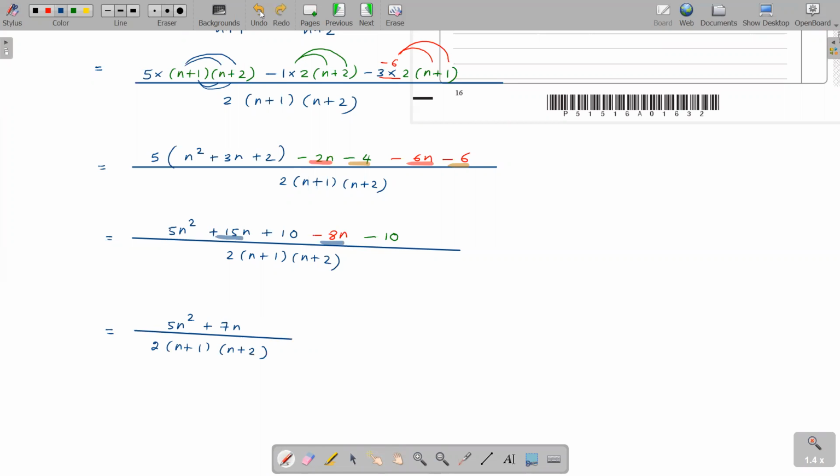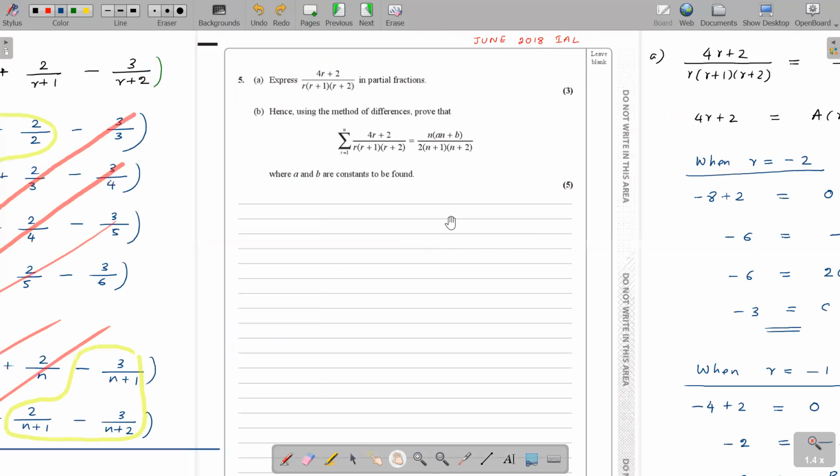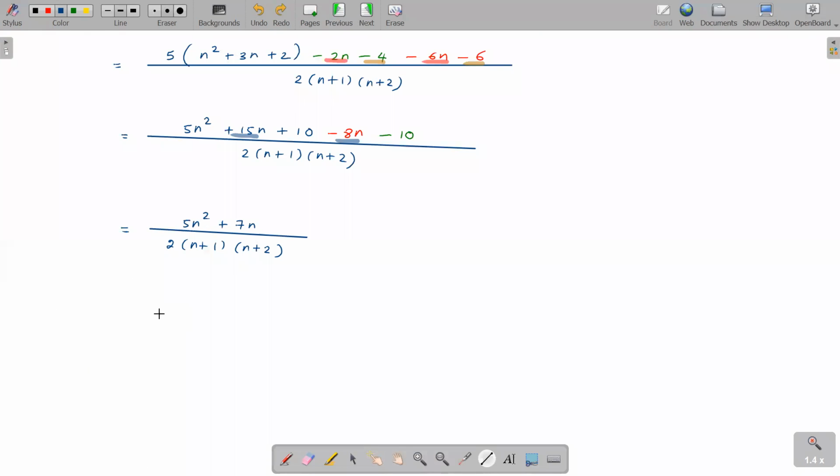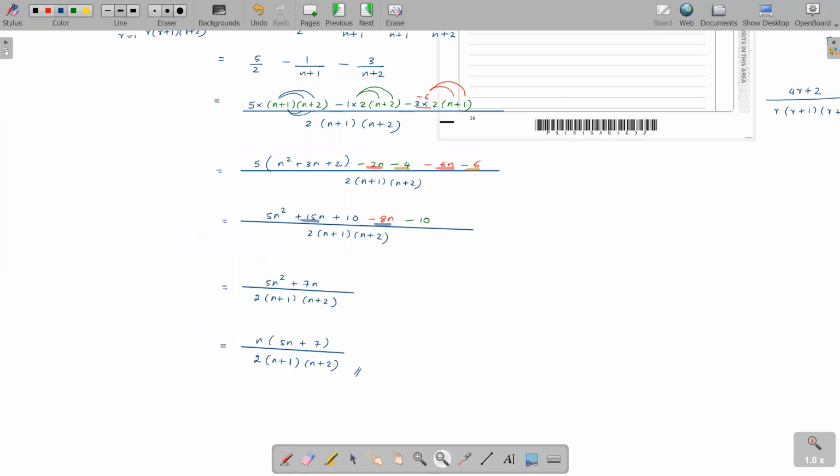So actually we are not done yet. The show that asks to take n out, right? I think the show that had n out. Yeah, there was n taken out. Can you see? So take n out and get the final part of the show that. When you take n out, it's 5n plus 7 over 2 times n plus 1 times n plus 2. This is clear? So this is the show that n times an plus b over 2n plus 1 n plus 2, and this is the show that.